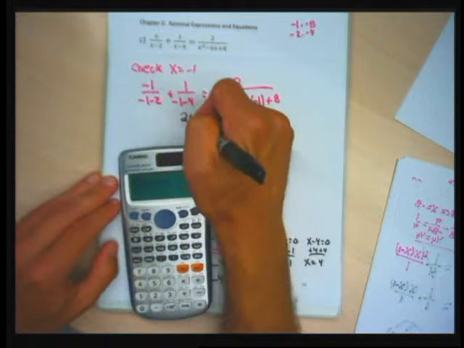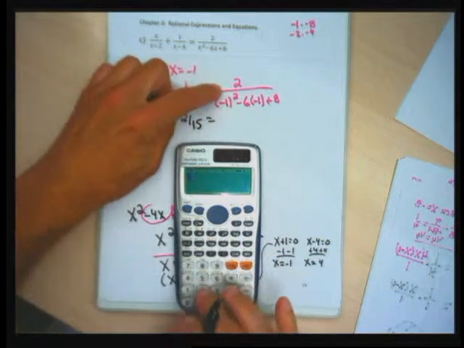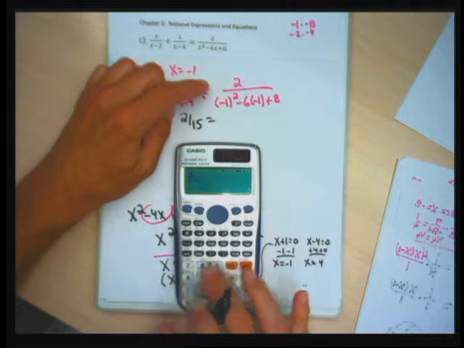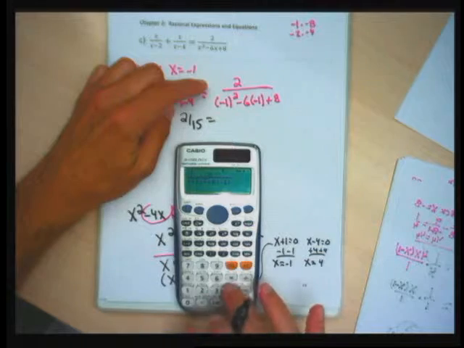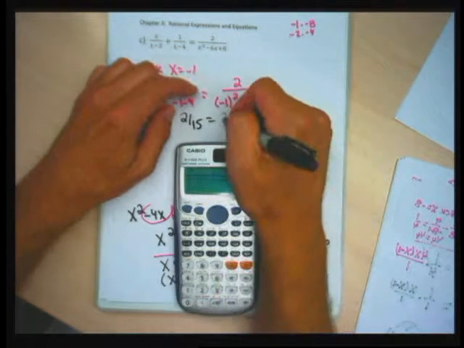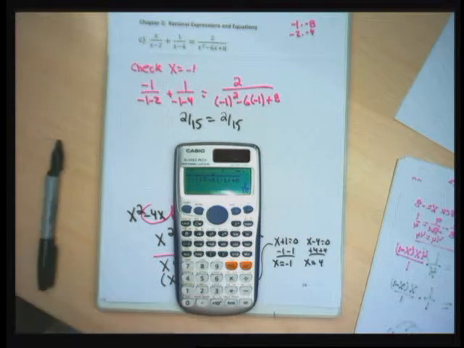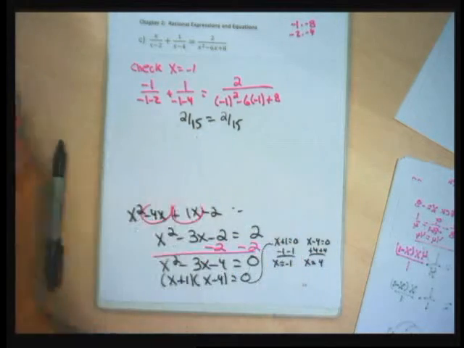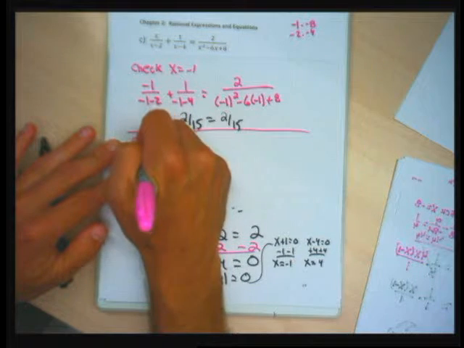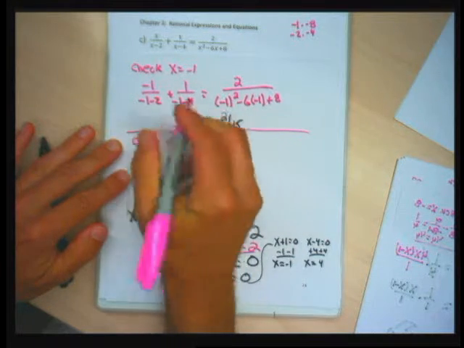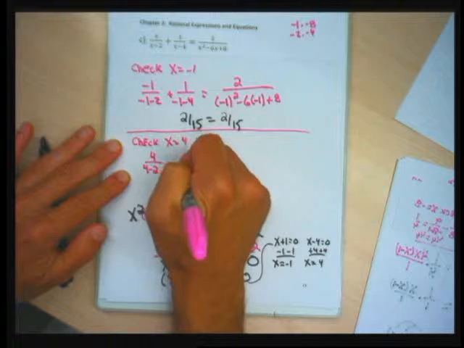For this answer to be okay, I need to get another 2/15. So I'm going to go fraction 2 over negative 1 squared minus 6 times negative 1 plus 8, and I get the same 2/15. So negative 1 is definitely a solution because when I plug it into the original problem, I get a true statement. When I go to check the x equal to 4, something bad's going to happen. I'm going to get a math error on my calculator because it's going to make one of the denominators 0. And that's the kind of solution that isn't a solution.